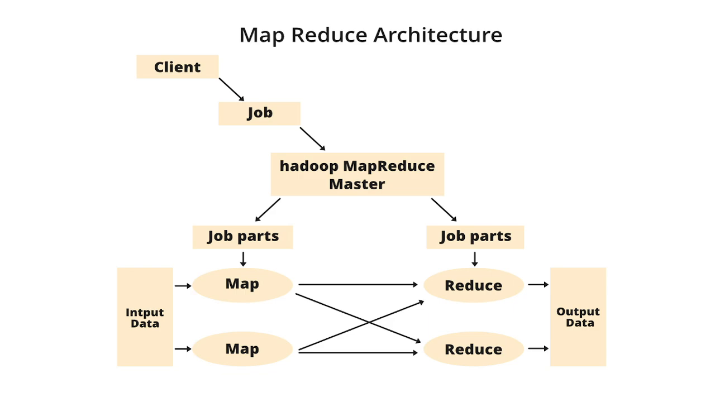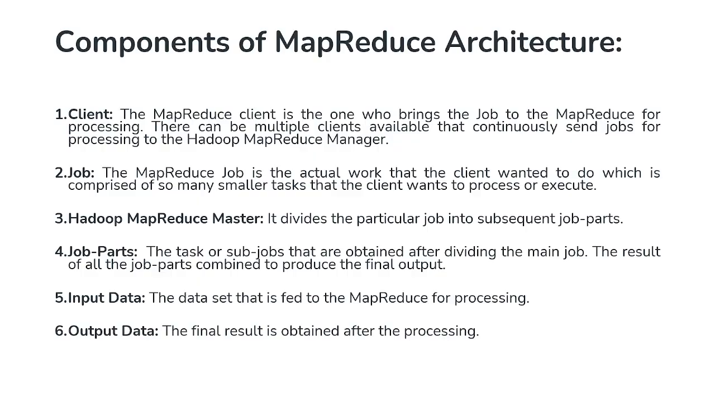First, the client will give the job to MapReduce. There is a master-slave relationship in this architecture. The Hadoop MapReduce master will split up the jobs in a number of ways. First, the job parts will be created, and based on the input data and the job parts, the mapper will map the data, and it will be reduced in another part and will produce the output. So these are all the components of the MapReduce architecture: the client, job, Hadoop MapReduce master, job parts, input data as well as output data.